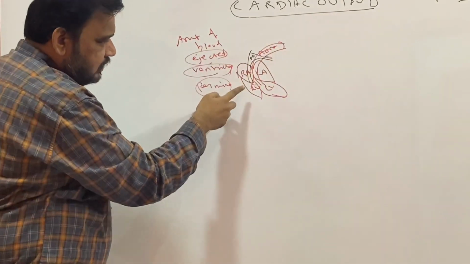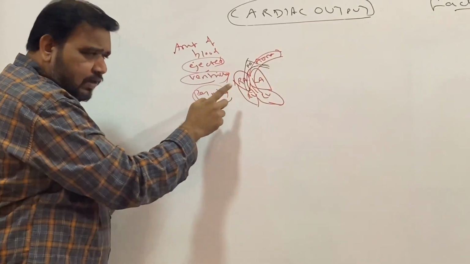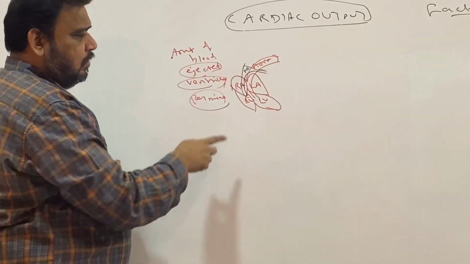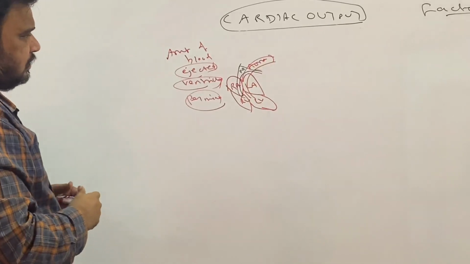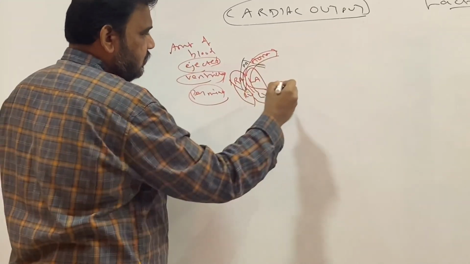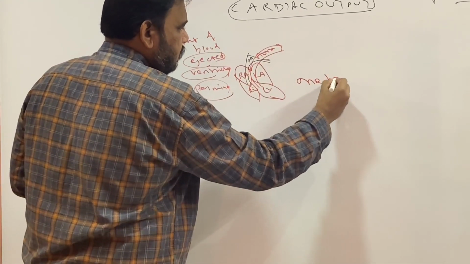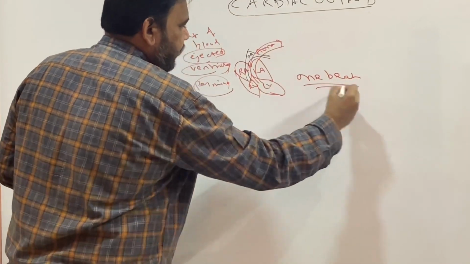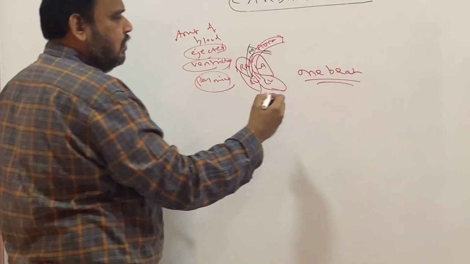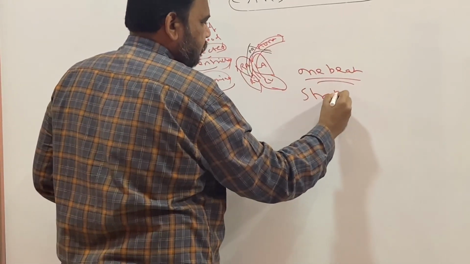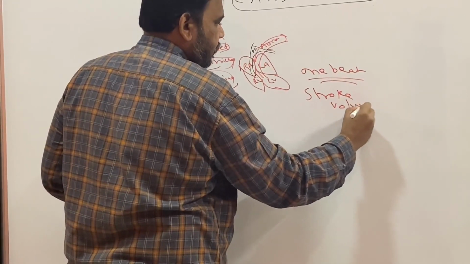In fact, the amount of blood pumped from the right ventricle is also the cardiac output, but the right ventricle pumps the blood into the pulmonary artery. For 1 beat, how much blood is the ventricle pumping? That is called 1 stroke, otherwise the stroke volume.